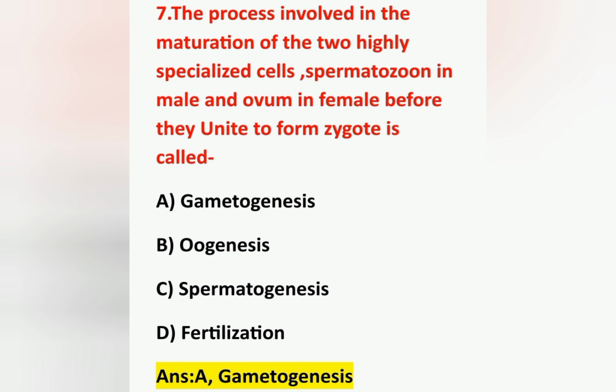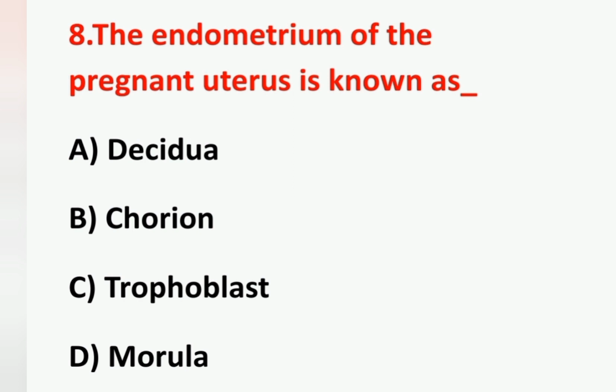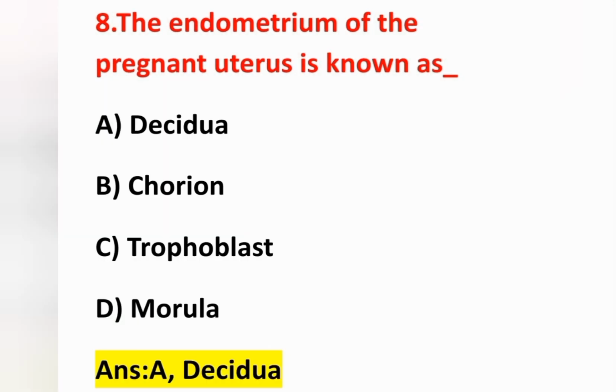Move on to the next question. The endometrium of the pregnant uterus is known as. Options are option A decidua, option B chorion, option C trophoblast, option D morula. Correct answer is option A decidua. Endometrium is the innermost layer of the uterus. The mucous lining of the cavity is called endometrium. During pregnancy, the endometrium is changed to decidua. So, option A is correct answer.